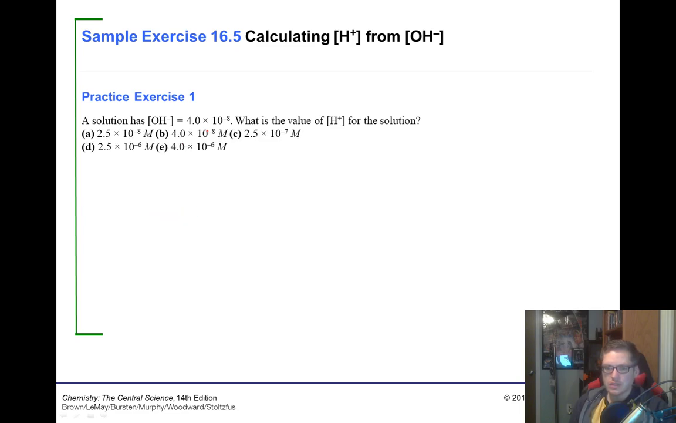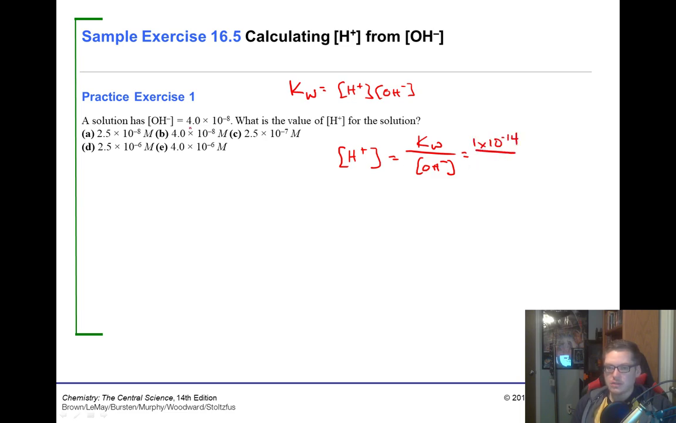Let's try this one. A solution has a hydroxide ion concentration of 4 times 10 to the minus 8th. What is the value of H plus for the solution? Well, we just did a problem just like this a second ago. We know that Kw is equal to the concentration of H plus times the concentration of OH minus. If we want the concentration of H plus, we just rearrange this, so the concentration of H plus would be equal to Kw divided by the concentration of OH minus. The Kw is 1 times 10 to the minus 14th, and the concentration of OH minus is 4.0 times 10 to the minus 8th.